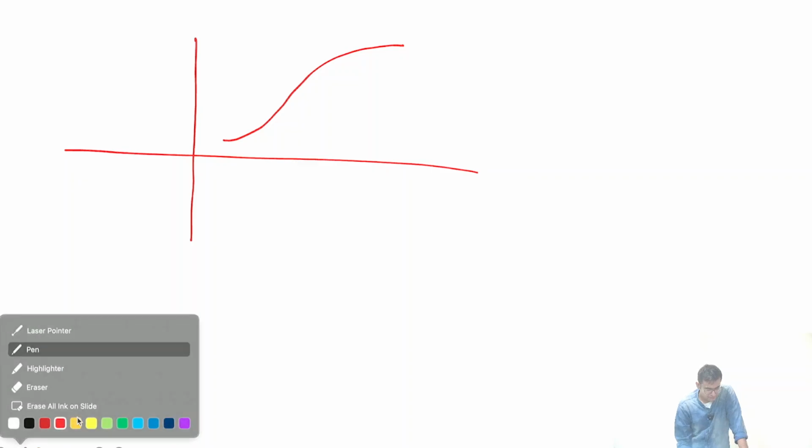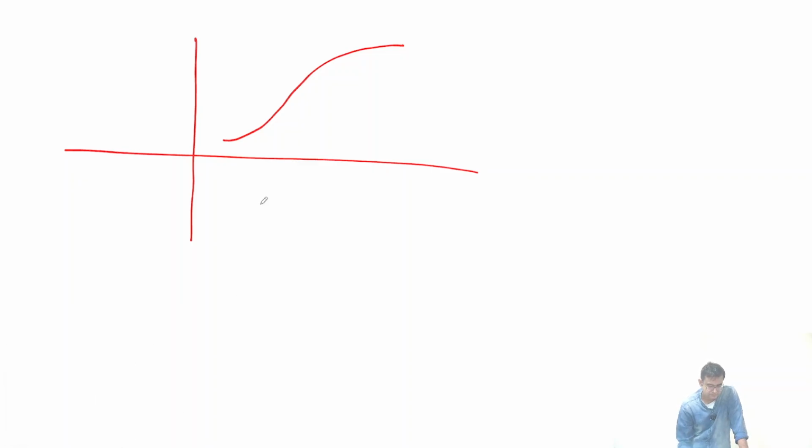Let us go step by step and see. Suppose I have a function that takes the following form. This is the actual function. I have samples here, here, here, and here, 4 samples.